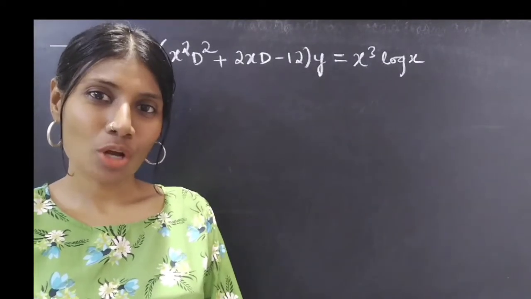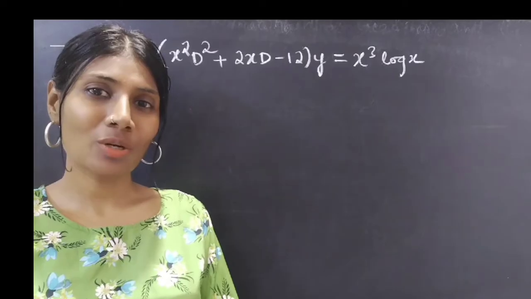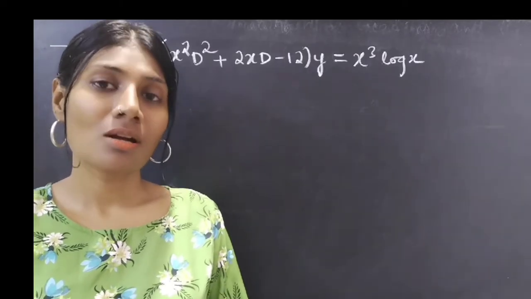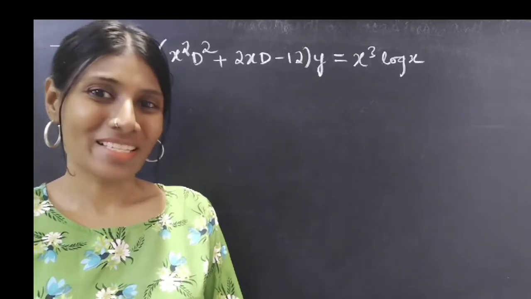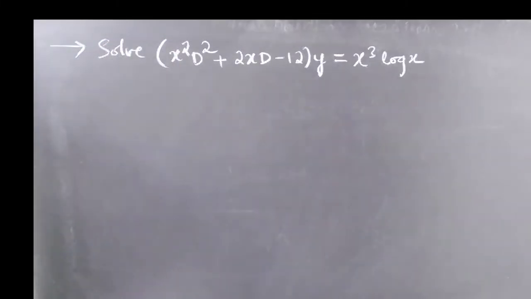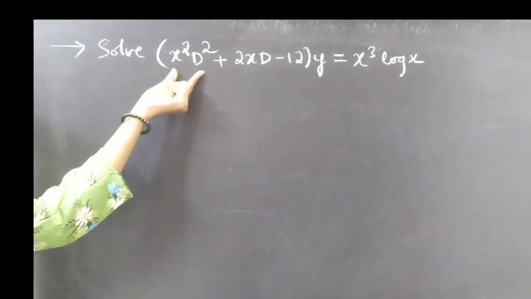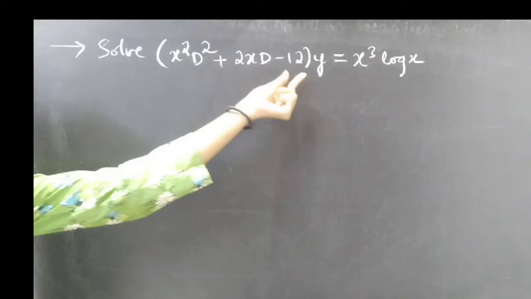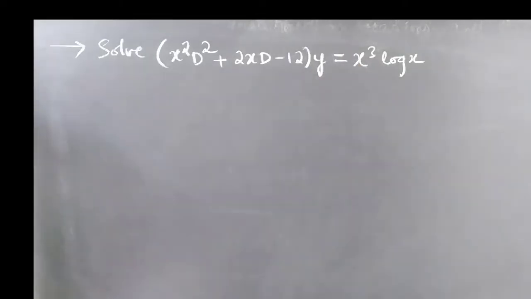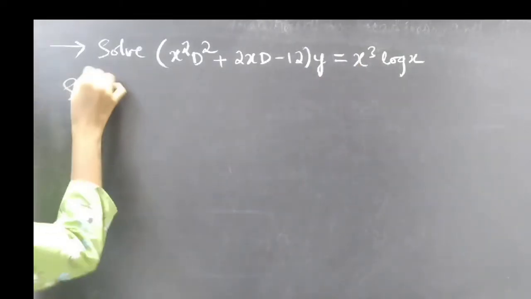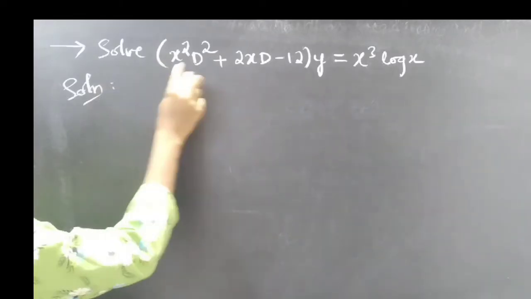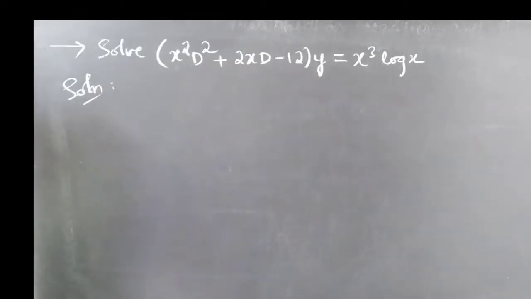In this video, we are going to solve a differential equation from higher order linear differential equations with variable coefficients. So let's get going. Problem: solve (x squared D squared + 2xD - 12) y = x cubed log x. We are given a differential equation with variable coefficients. We are going to reduce this to an equation with constant coefficients by making a substitution.